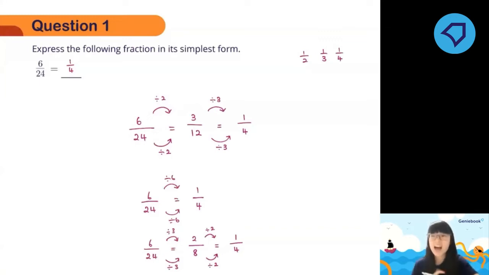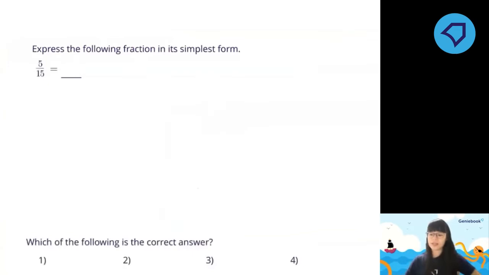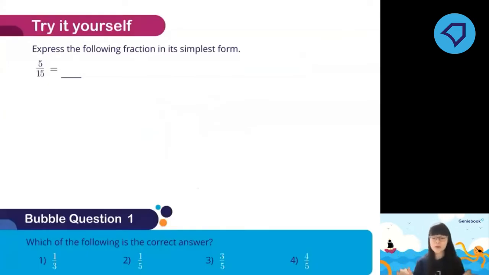Okay? All right, so shall we try our bubble question? For those of you who are still a little bit confused, don't worry. I will help you out over here, okay? All right, so let's take a look over here. Can you please express the following fraction in its simplest form? Okay, so we have 5 and we have 15, 5/15 over here.